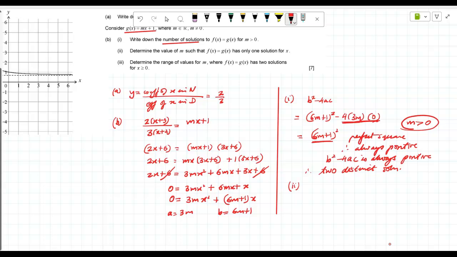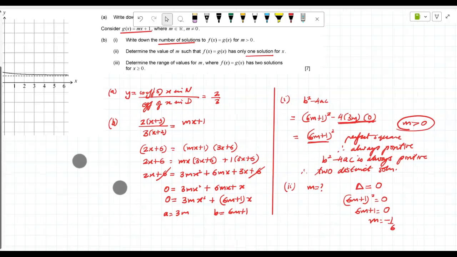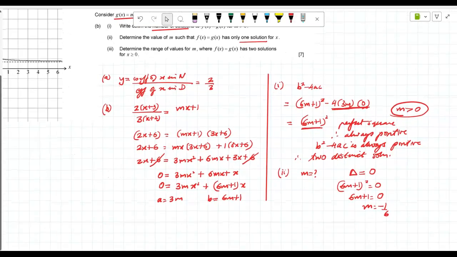Understood. Now they're saying find m, in the case when there's only one solution. Now in one solution, what can you say? Okay, b square minus 4ac is equal to 0. So (6m plus 1) square is equal to 0, correct? Yeah. So 6m plus 1 is equal to 0. So m is equal to minus 1 by 6. Yeah. And the next one.